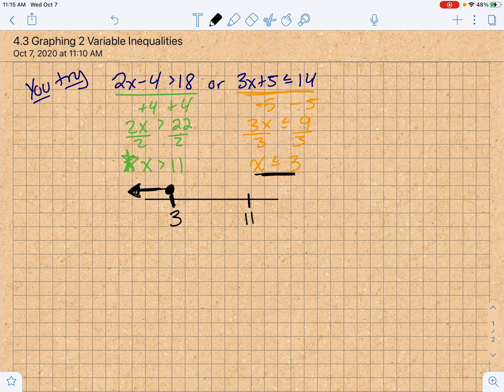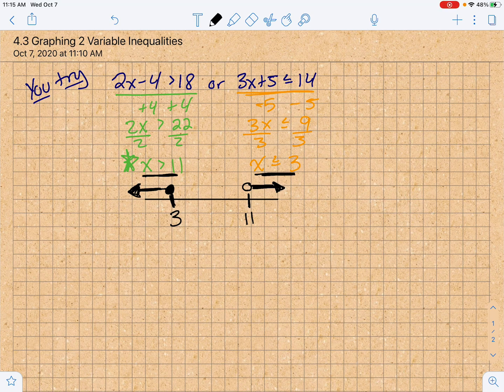Now look at 11. Now I'm looking at the one in green. X is greater than 11. Greater than means an open circle because it's not equal to, and x is greater than or bigger, so we're going to the right. So there's your graph. That was a review of compound inequalities.